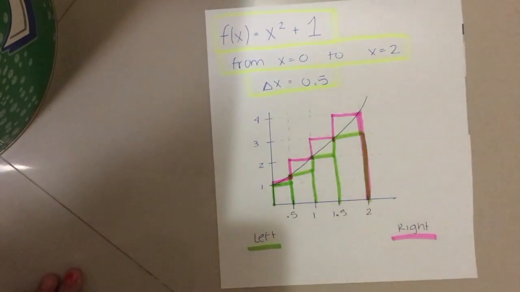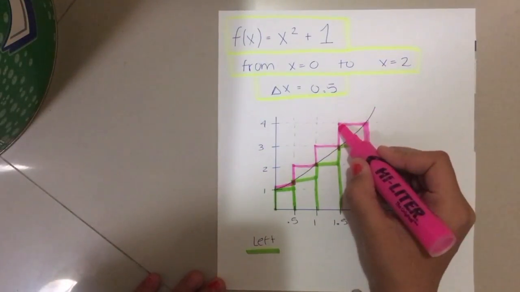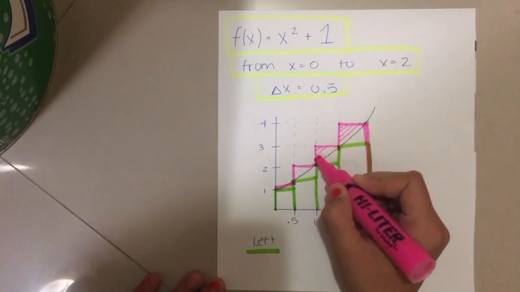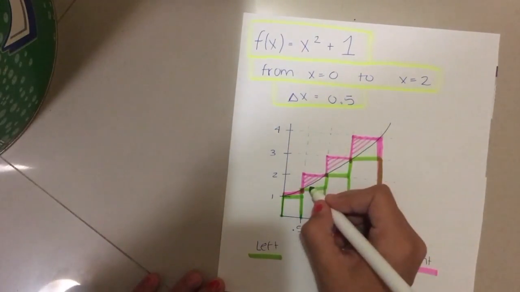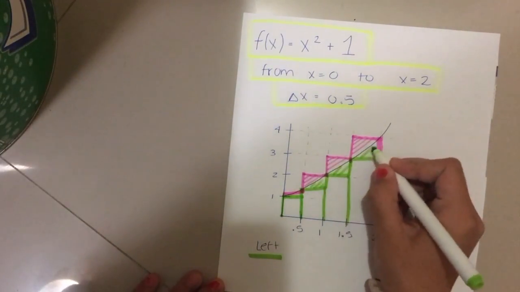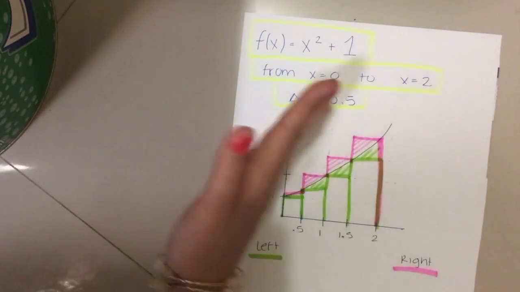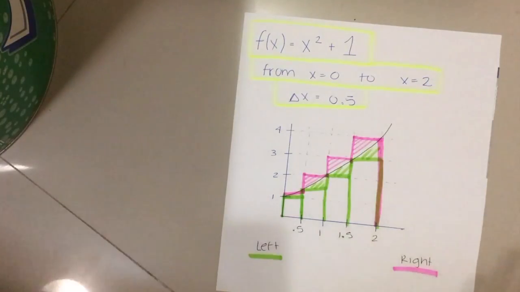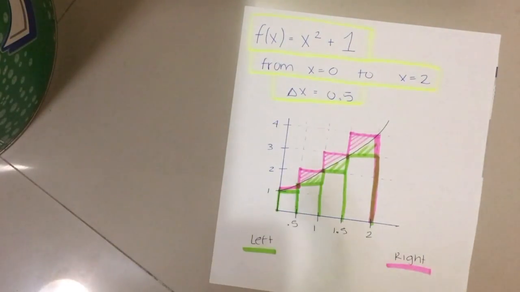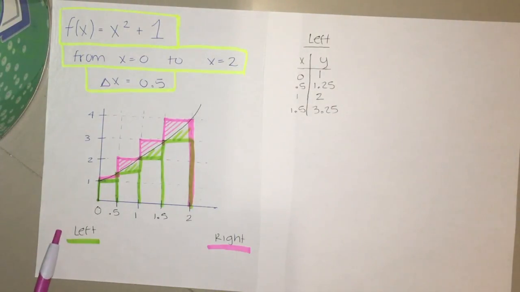In here, we can see that you have some spaces left. Here you have extra space, and on the green one you have some missing space here. That is why Riemann's theory works as an approximation, because the space that is left over on the top is about the same as the space that is missing on the bottom, so it compensates one with the other. Okay, now after you draw your graph, we're going to be working with the left and the right hand.